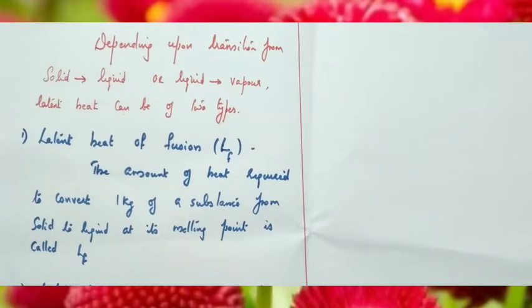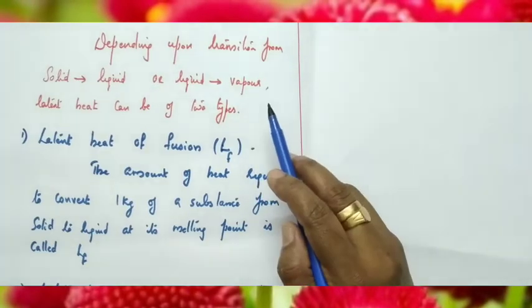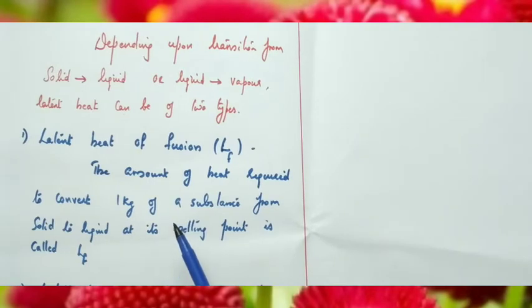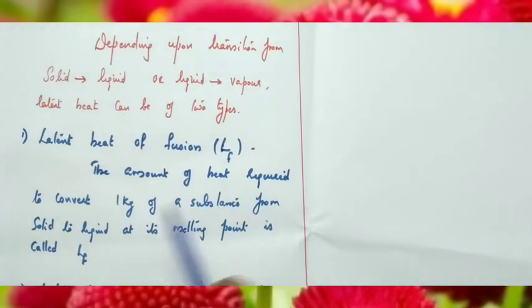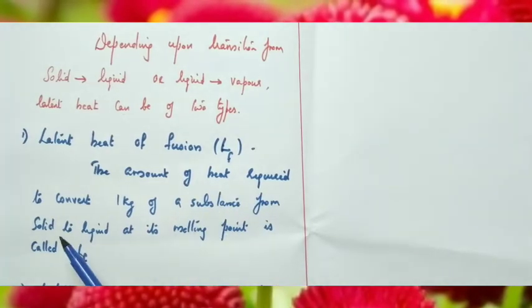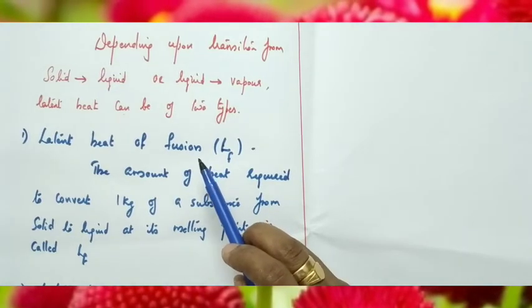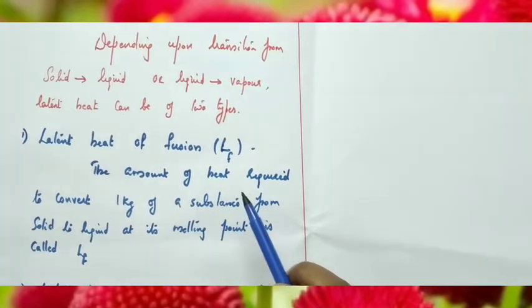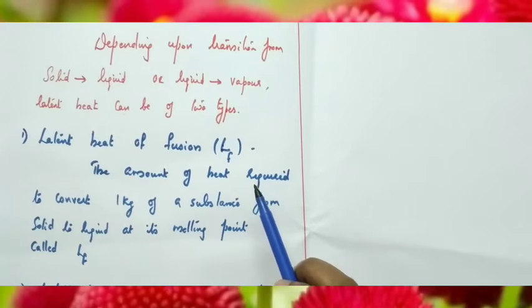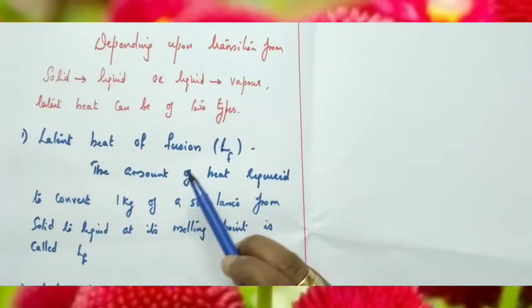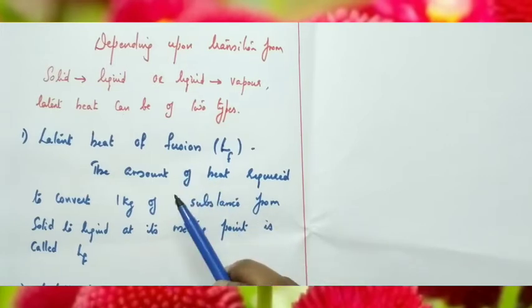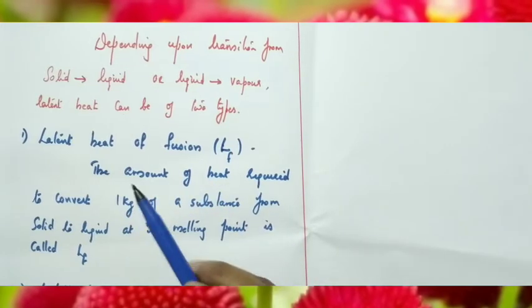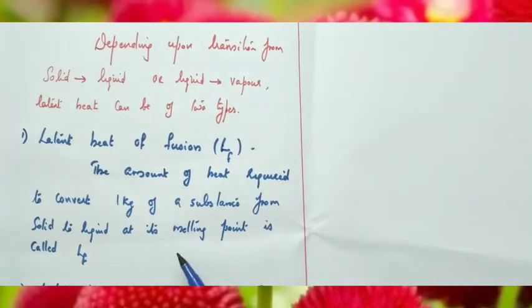Depending upon transition from solid to liquid or liquid to vapor, there are two types of latent heat. Number one, latent heat of fusion. It is the amount of heat required to convert 1 kilogram of a substance from solid to liquid at its melting point. So 1 kilogram of ice is converted to 1 kilogram of water, and it takes place at melting point 0 degrees Celsius. So the quantity of heat required during that process is called the latent heat of fusion. It is the amount of heat required to convert 1 kilogram of a substance from its solid state to liquid state at the melting point.